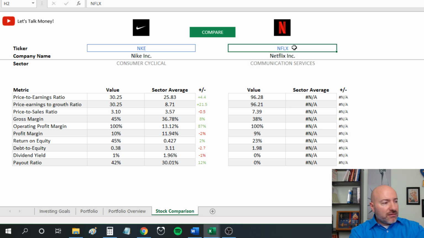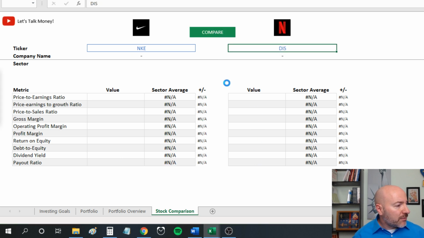Okay, that didn't do it there. Let's see what we get with Disney. For some reason, it didn't pull in the sector average for Netflix. So let's try with Disney. But anyways, it's pulling in the values for these, so you can compare the 2 stocks across each other.